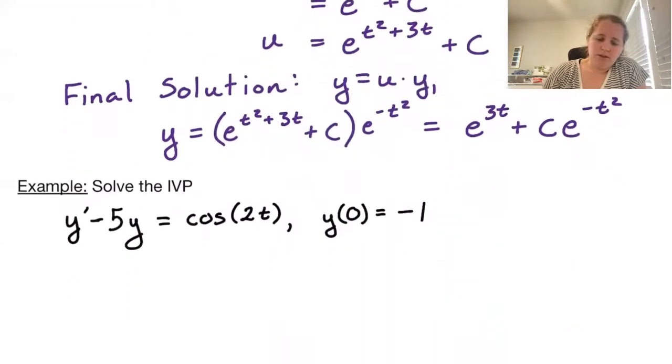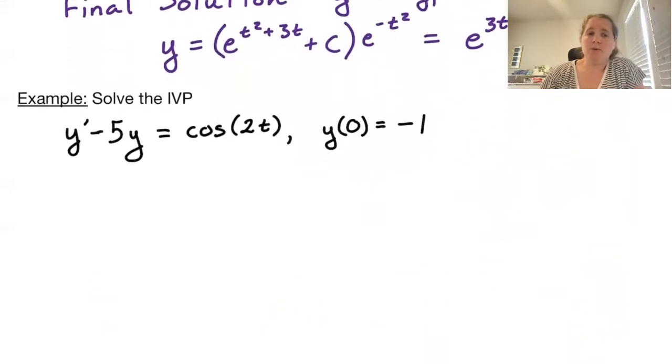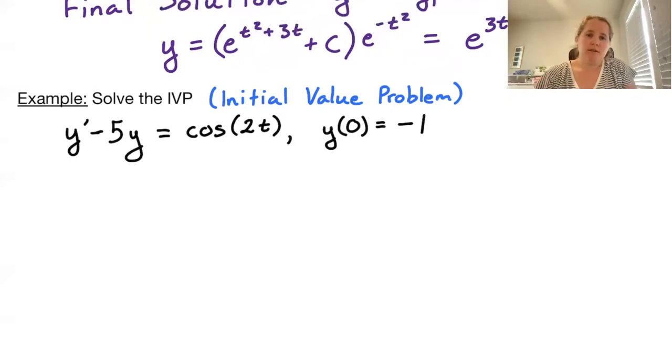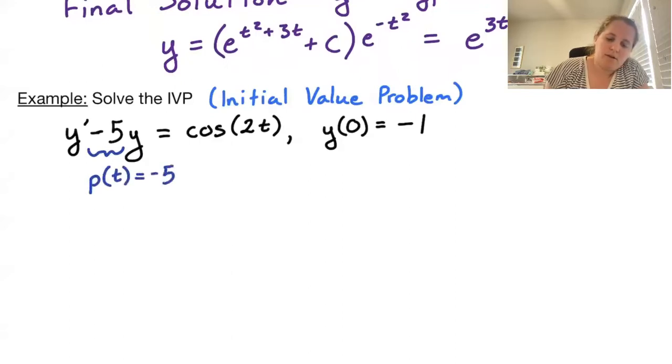So from here, let's go ahead and do one more example. This time around, we're going to do an initial value problem. So IVP is initial value problem. We have y prime minus 5y is equal to cosine of 2t. So our p of t is just negative 5. Cosine of 2t is giving us our g of t.